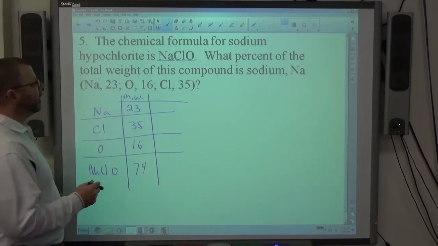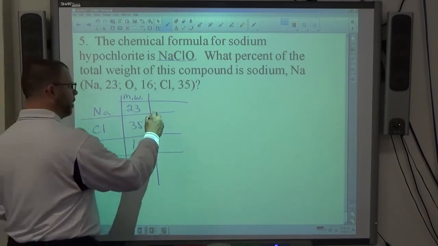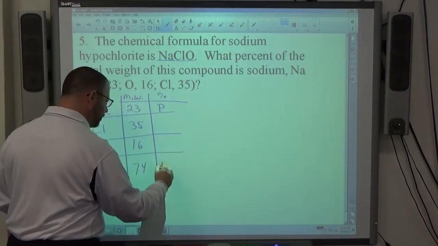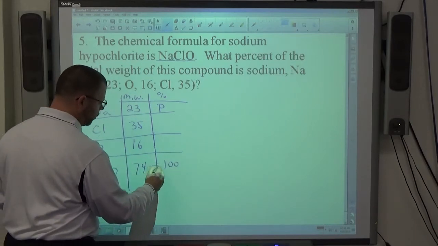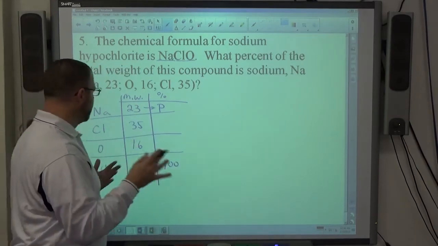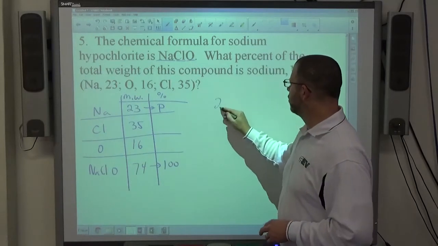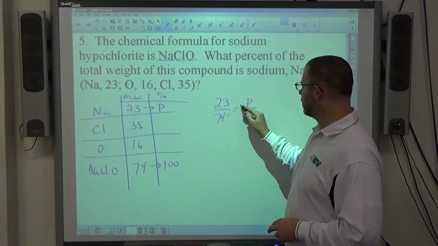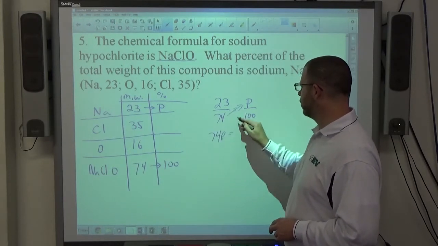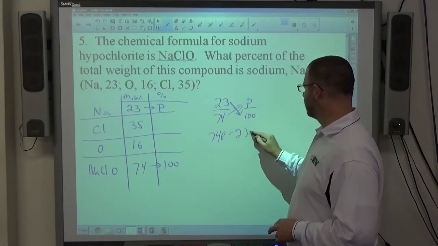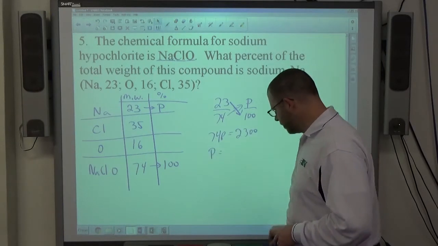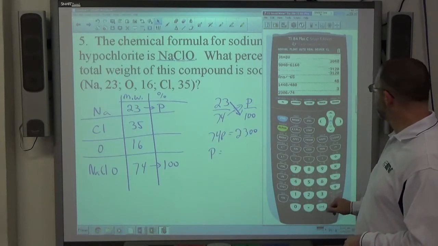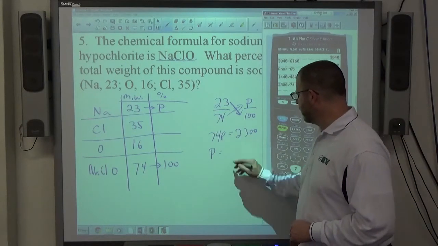It asks the percent of the total weight that is sodium. So we're looking for the percent of sodium. The percent of everything is 100%. So 74 goes with 100%, 23 goes with P. Now it's just a matter of making proportions. So 23 over 74 is equal to P over 100. Cross multiply, we get 74P is equal to 2,300. Divide by 74. Comes out to 31.08%.